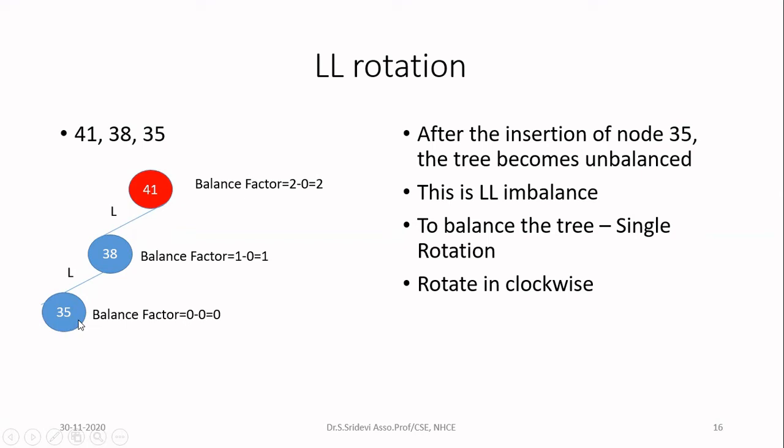Now calculate the new balance factor of all the nodes. For 35 and 38, it is allowed. Whereas for 41, the balance factor is the height of the left subtree, that is two links in the left subtree, minus the height of the right subtree. There are no links in the right subtree. So 2 minus 0 is 2.